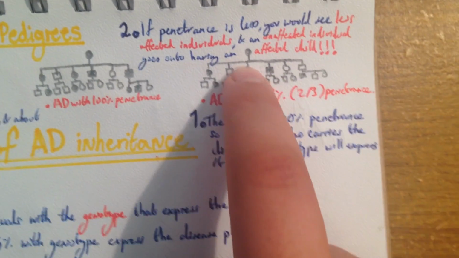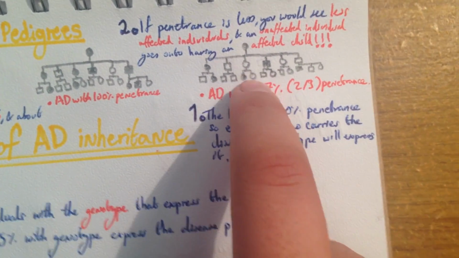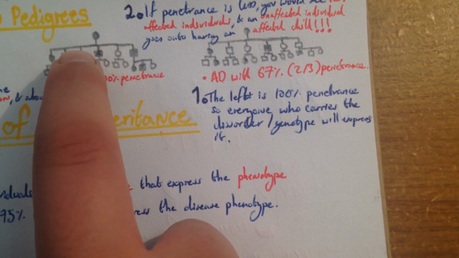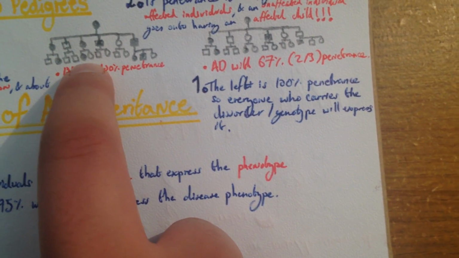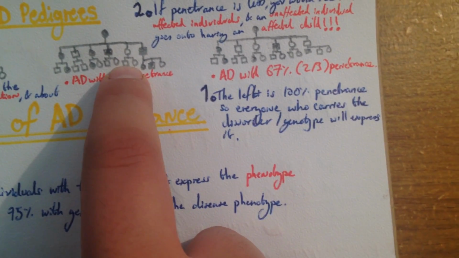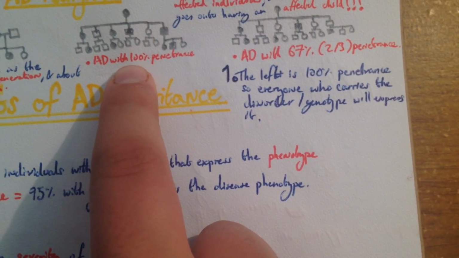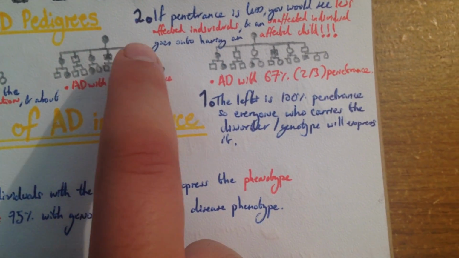So here's a perfect example. Unaffected individual has an affected child. However, over here, when there's an affected individual, he has an affected child. There is no child in this pedigree that is affected by the disease without their parent being affected.